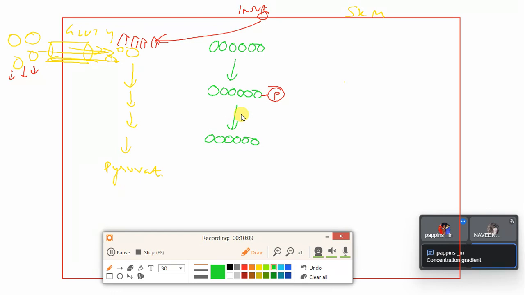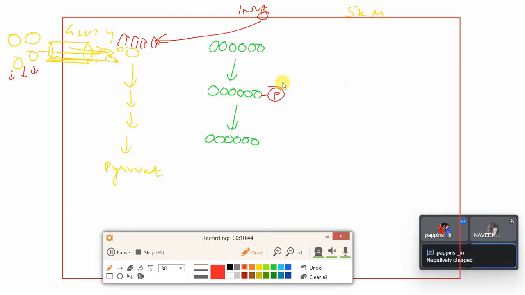It's not about the concentration gradient. Let me give you a hint. What is the nature of phosphorus? Nature in the sense, is it polar? Is it neutral? Is it negatively charged, positively charged? What's the charge on phosphorus?